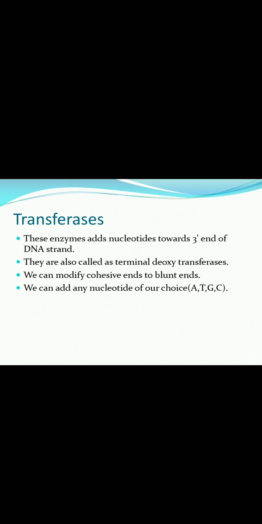Transferases. These enzymes add nucleotides towards the 3' end of a DNA strand. They are also called terminal deoxynucleotidyl transferases. We can modify cohesive ends to blunt ends. We can add any nucleotide of our choice like adenine, thymine, guanine, and cytosine.